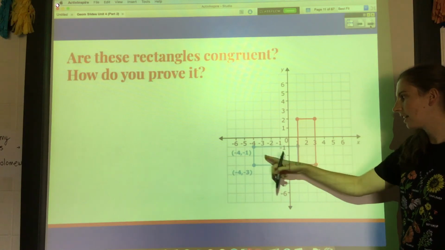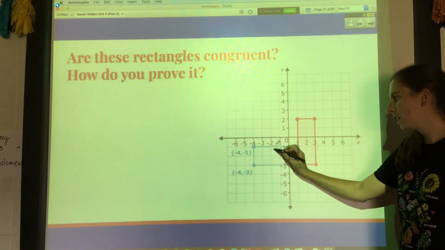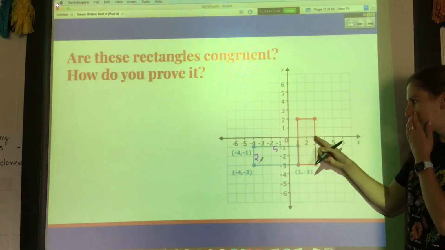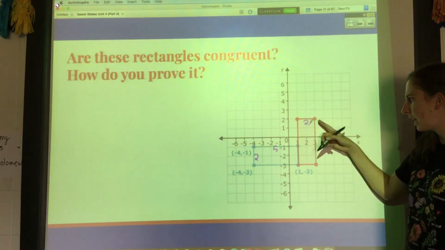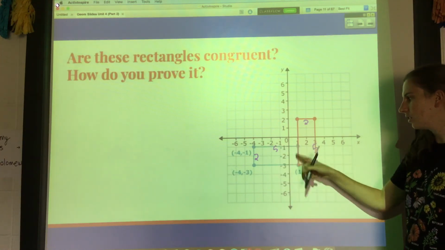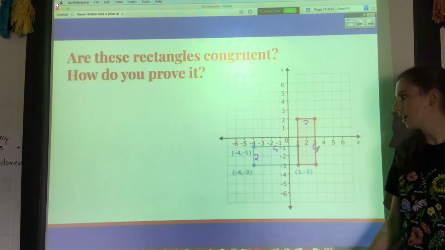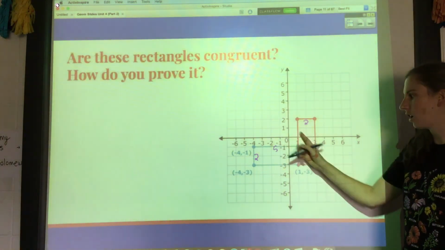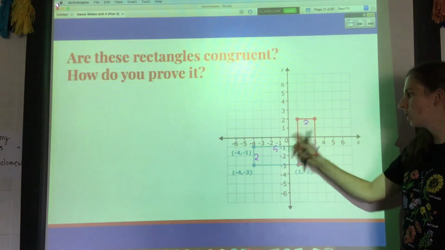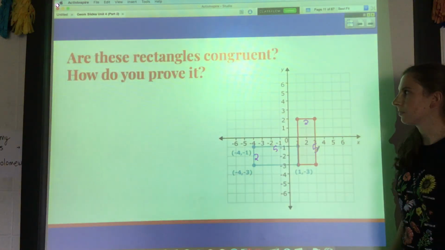See how this side length here is 1, 2, 3, 4, 5? And this is 2. This is a 2 by 5 rectangle. This one is also 2 by 1, 2, 3, 4, 5. And they have 90-degree angles. So that's it. All the sides are congruent, all the angles are congruent. By doing those calculations, I proved those rectangles are congruent.